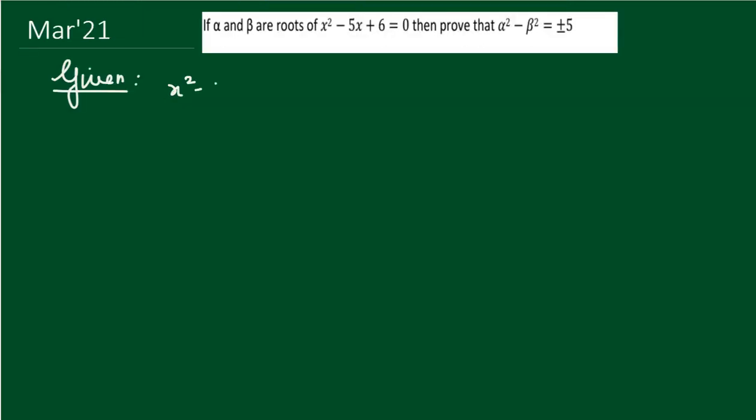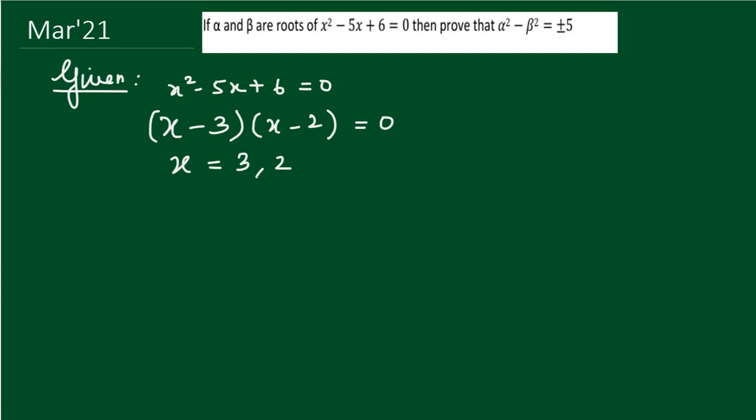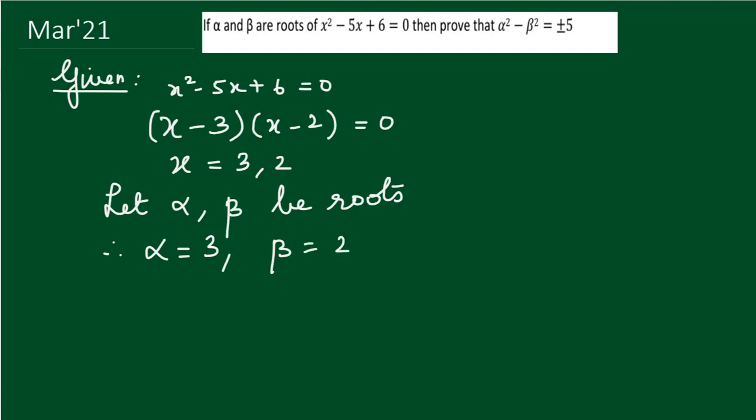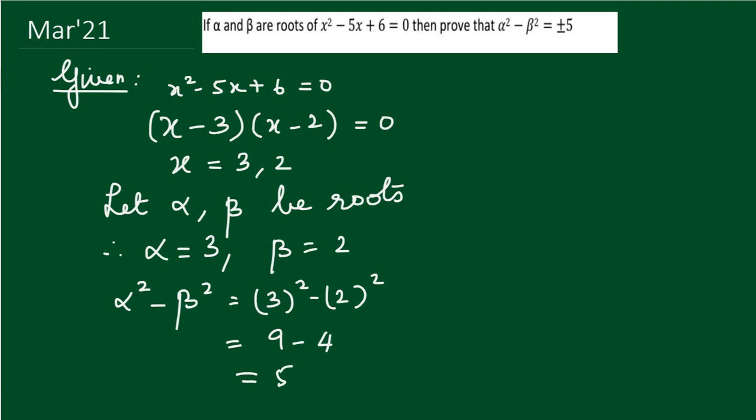Taking the x squared minus 5x plus 6 is equal to 0, it can be written as x minus 3 into x minus 2 is equal to 0, or x is equal to 3, 2. So let us take the roots to be alpha and beta. Therefore, let alpha be equal to 3 and beta be equal to 2. Now alpha square minus beta square will be equal to 3 square minus 2 square, which is equal to 9 minus 4 is equal to 5.